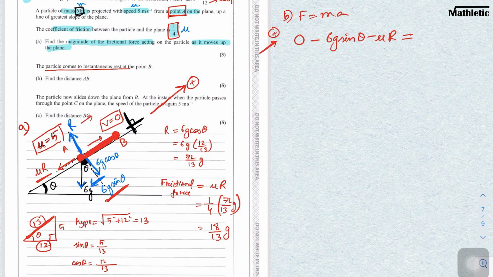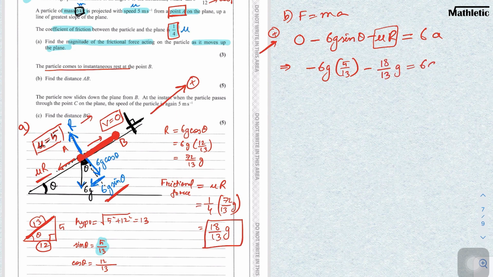Mass is 6. We need to calculate a. So we can substitute the values here. Sin theta is 5/13. Mu R is the frictional force, which we have already calculated in part A, 18/13 g. So the equation is minus(30/13 g + 18/13 g) equals 6a. Simplifying and dividing by 6 on the left side, we get a equals minus 8/13 g.